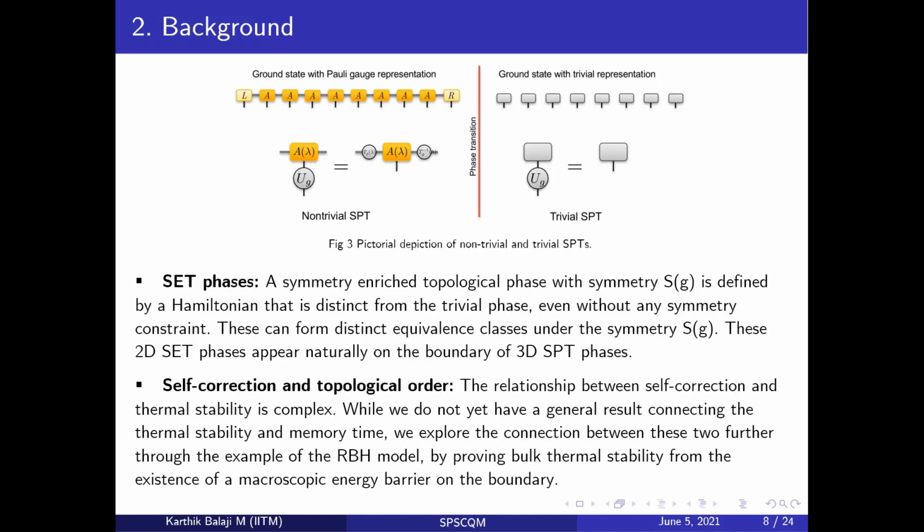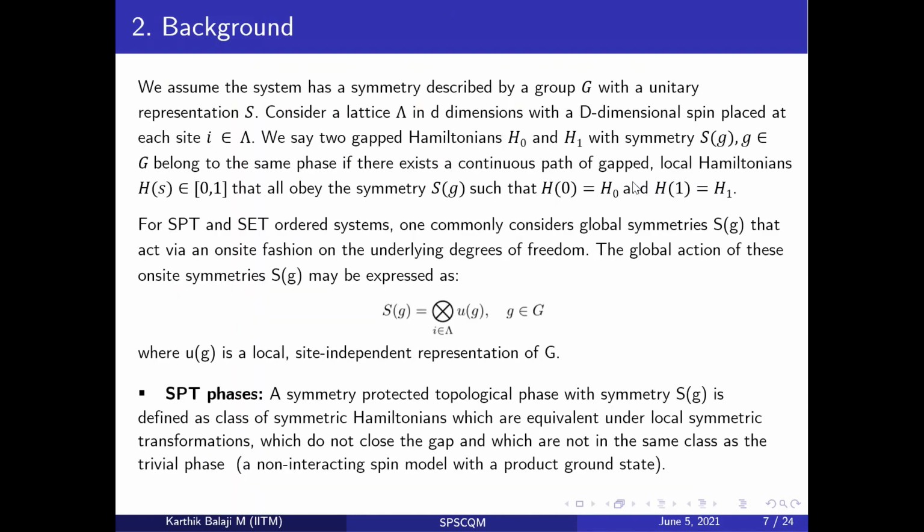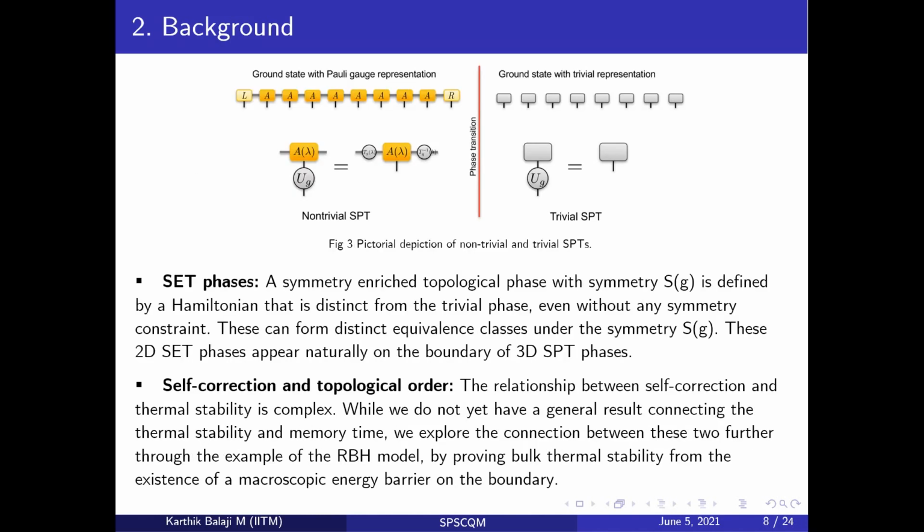Here in this slide you can see the difference between a non-trivial phase and a trivial phase. So basically SPT phases are not in the same class as the trivial phase when symmetry is enforced. And the SET phases are defined as the Hamiltonian that is distinct from the trivial phase even without any symmetry constraint. And these 2D SET phases appear naturally on the boundary of 3D SPT phases.